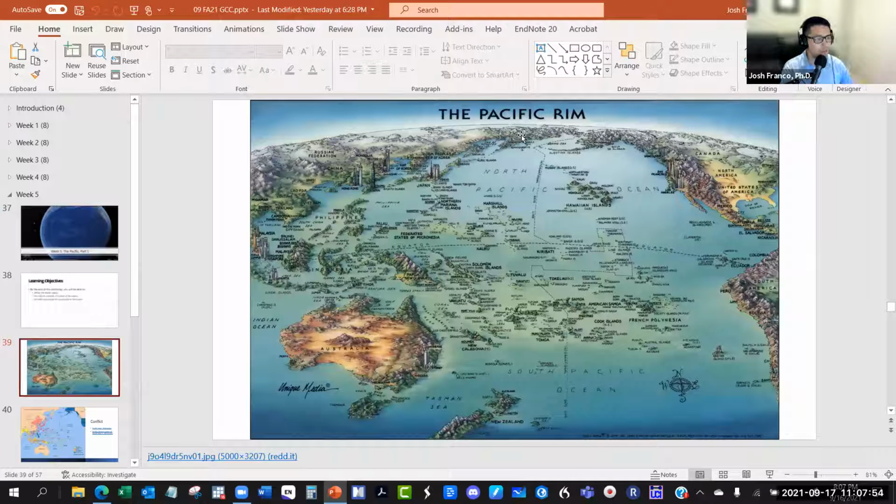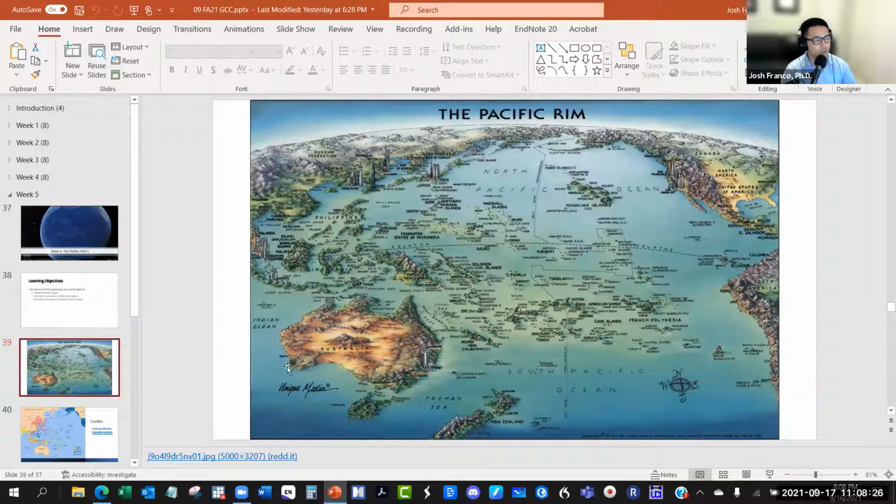This is a picture of the Pacific, or what they call the Pacific Rim. And the Pacific Rim is essentially all of the nations and the countries that border the Pacific Ocean. So here on the eastern front, you'll see the North American and the South American continents, right? With major cities like Vancouver, San Francisco, Los Angeles, countries like Mexico, Guatemala, El Salvador, Nicaragua, and then the South American continent, so Colombia, Ecuador, Peru, and Chile.